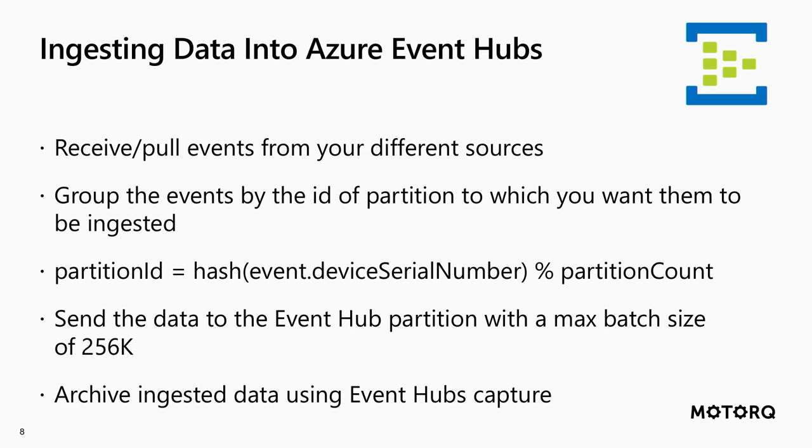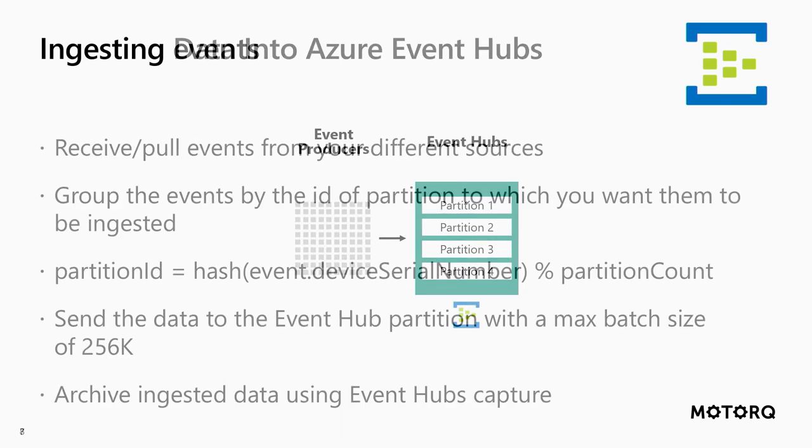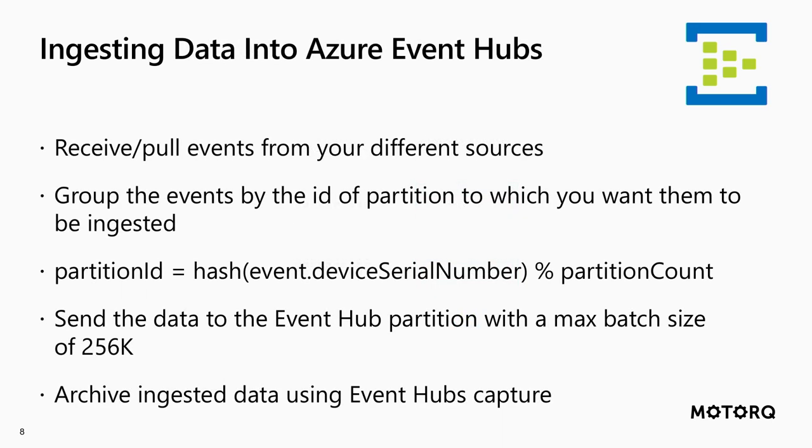So at a high level, these are the steps you need to do to ingest data into EventHub. You receive data from multiple sources, and then you can group the events by the target partition ID to which you want to ingest the data. And in my example code, I am computing the partition ID as a hash of the device serial number.